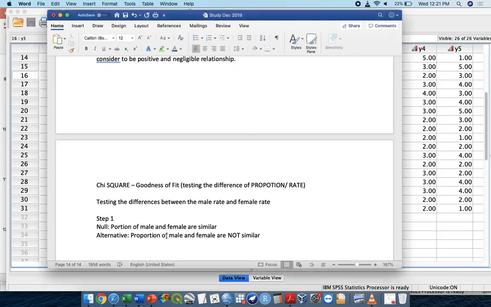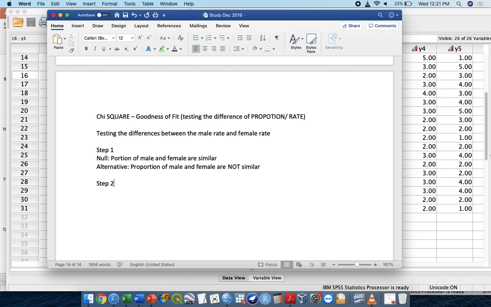In this particular case, we just want to understand whether the proportions of male and female are similar or not similar. So the step number 2 will be what?